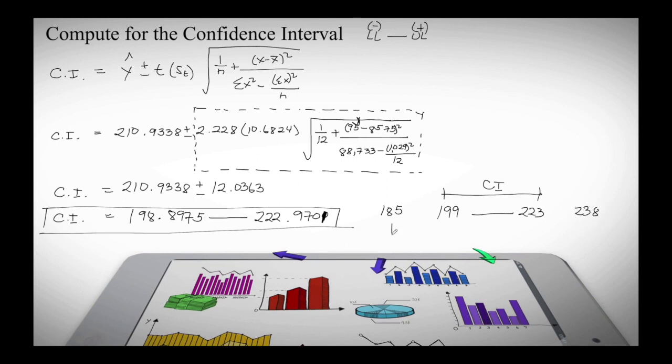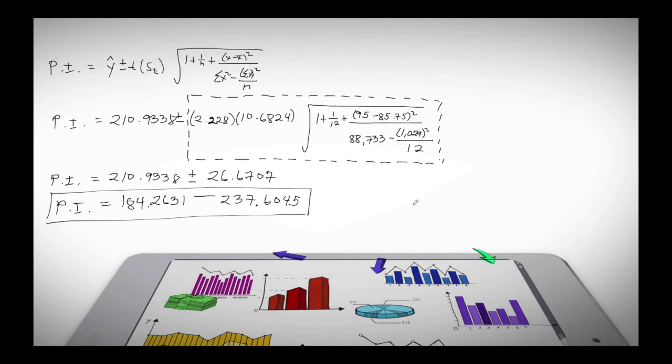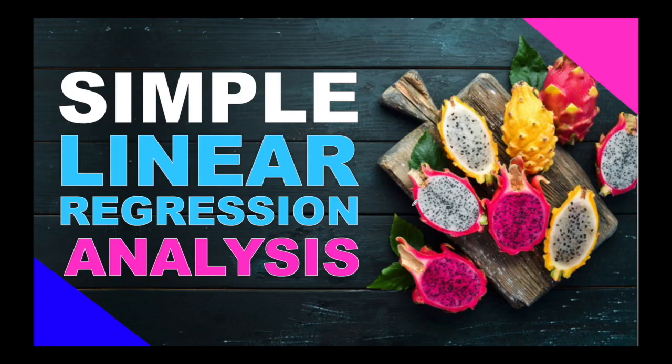You can see the gap of the prediction interval is wider, because this is for the future. The confidence interval is based on data that has already occurred, while the prediction interval is for data that doesn't exist yet. By the term itself, prediction, we are just predicting. I hope you learned something from this presentation, which is simply how simple linear regression analysis works, and the interpretations and analysis we discussed.